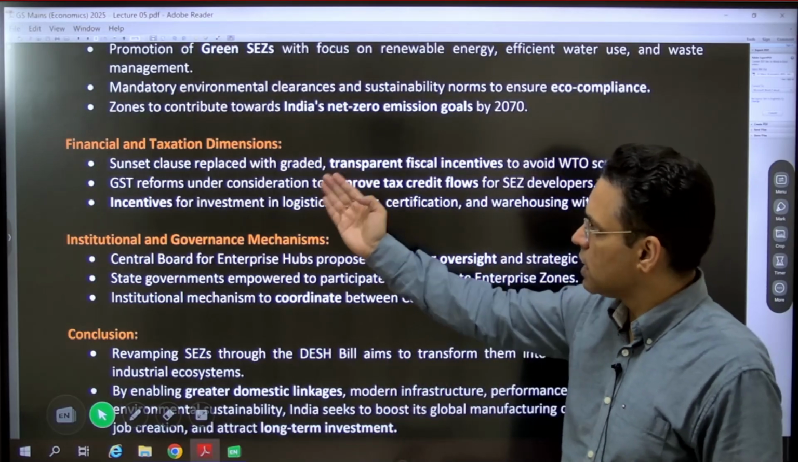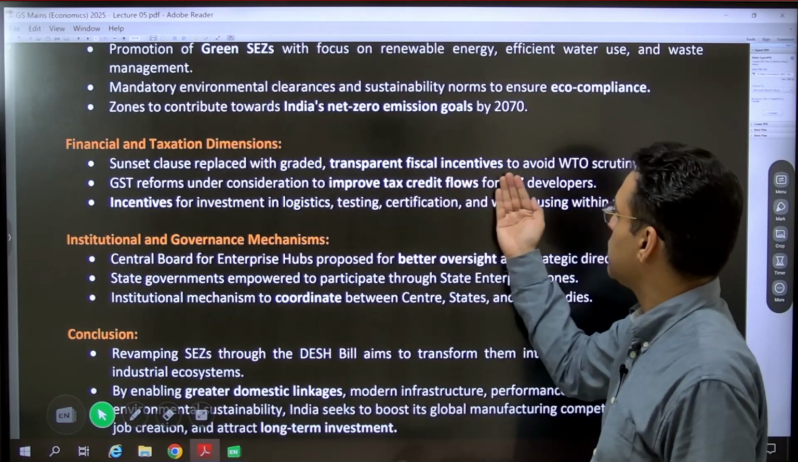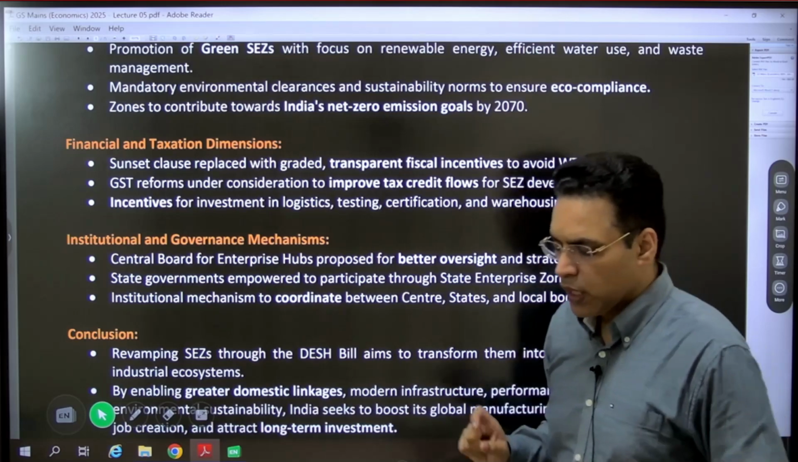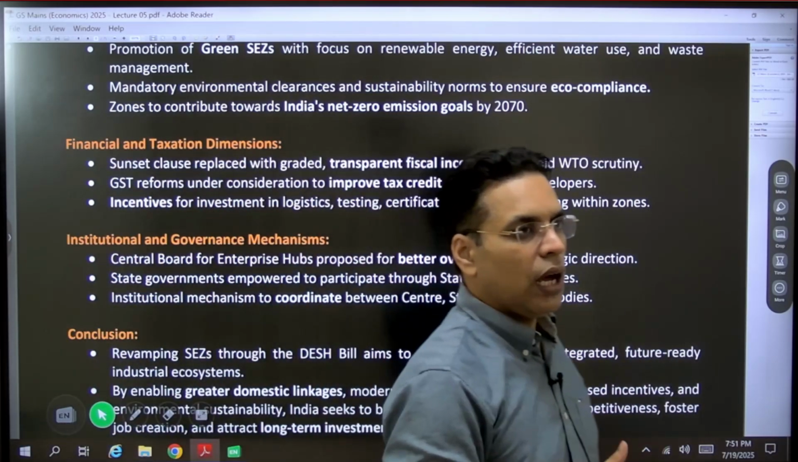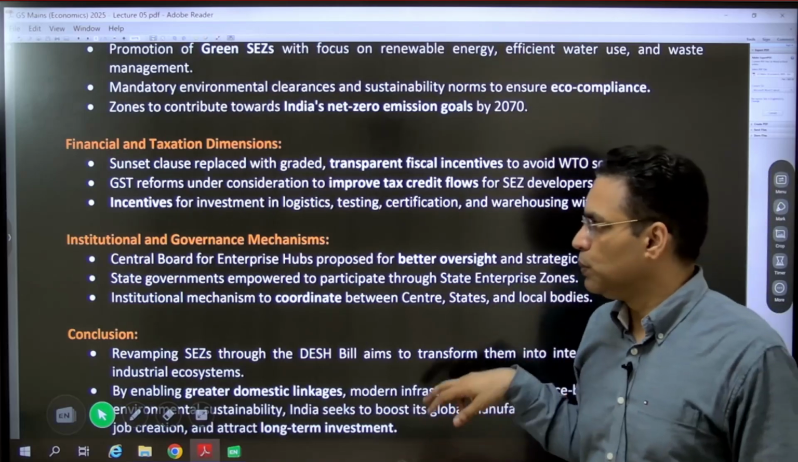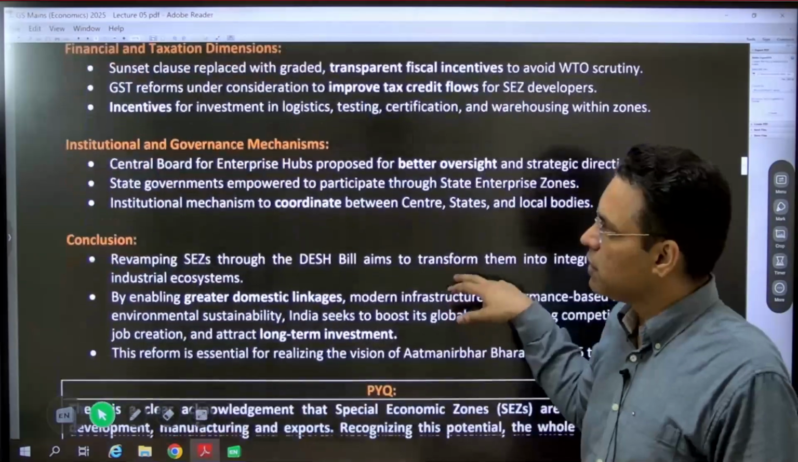Now here you have a sunset clause replaced with graded transparent fiscal incentives to avoid WTO scrutiny. ये भी कहा जाता है कि जो SEZ है वहां पे WTO के रूल्स फॉलो नहीं होते हैं, and thereby there is a pressure from WTO. So it is very important that we invest things accordingly.